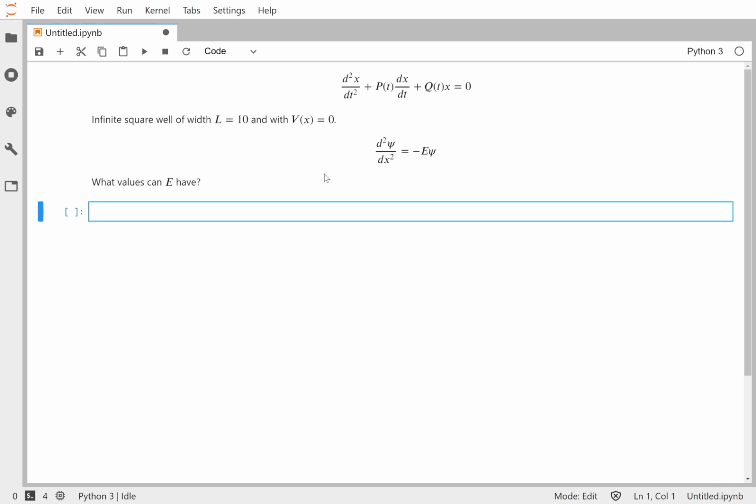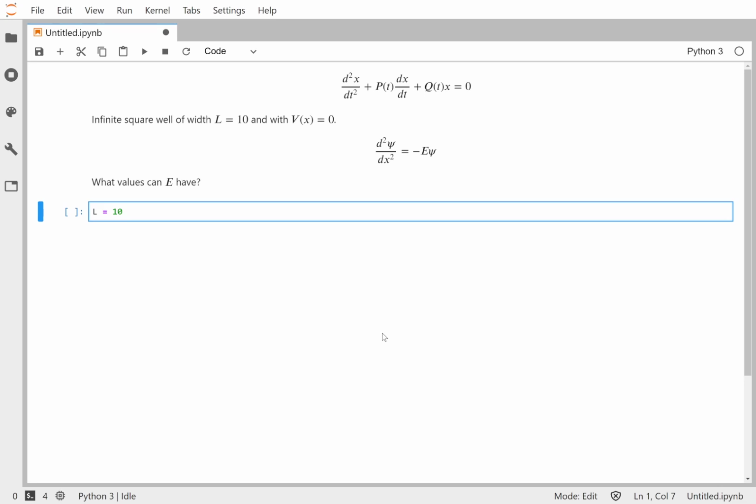Okay, and so we can do this with a variation of the shooting method. Basically we're going to try different starting values until we get the result we want. Although by starting value, I don't mean psi and its derivative. By starting value, I mean different values for E. So let's just start coding it up to see what I mean here.